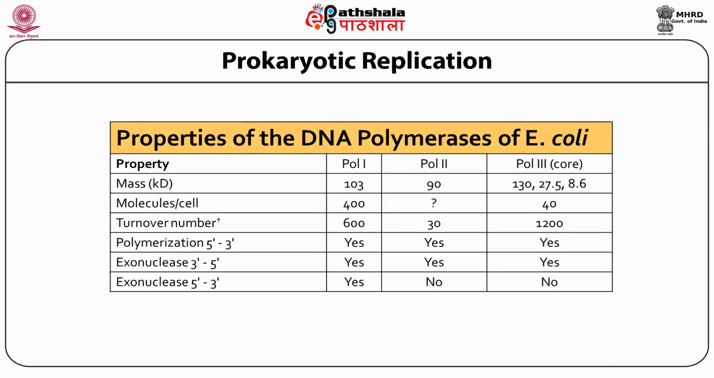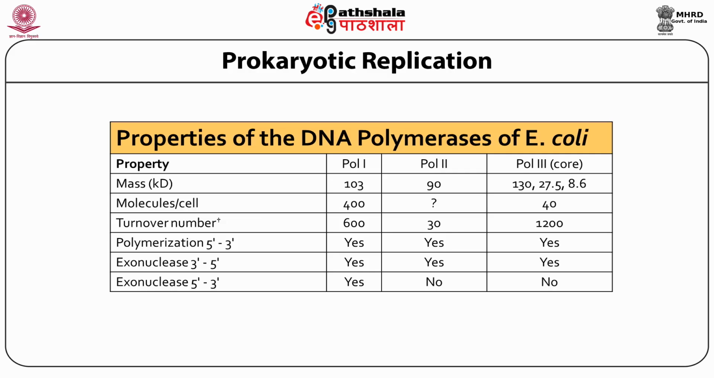Now in E. coli there are multiple DNA polymerases. They are polymerase 1, 2 and 3. This table gives an overview of the characteristic properties of each one of them. Now you can see that all the three have 5' to 3' polymerase activity, and you can see that the turnover number is different for each of them, and the highest turnover, meaning the highest number of nucleotides added per second, is for the DNA polymerase 3.